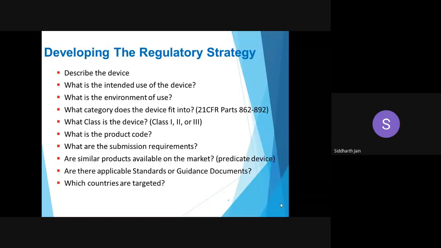What are the applicable standards or guidance documents? If an applicable standard like an ISO or ASTM standard is available, we have to follow that standard. If that standard is not available, then we have to follow the guidance documents. For many products, the US FDA has released guidance documents, so we have to prepare the 510K application with respect to that guidance document and submit it accordingly. And depending upon which countries you would like to target, we have to build the regulatory strategy. Next slide.